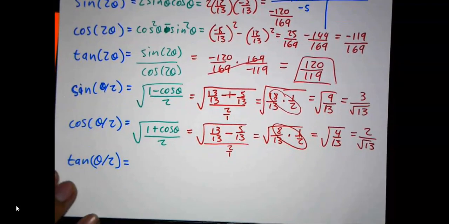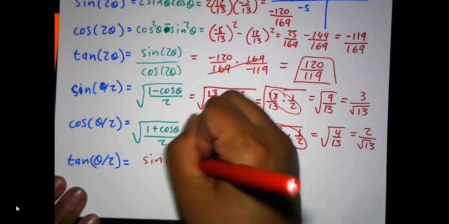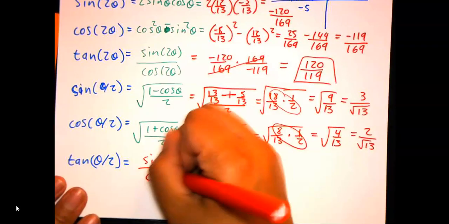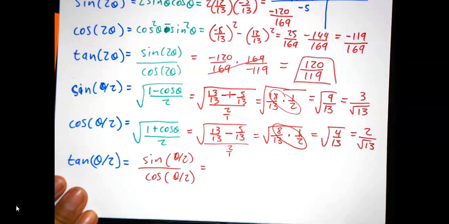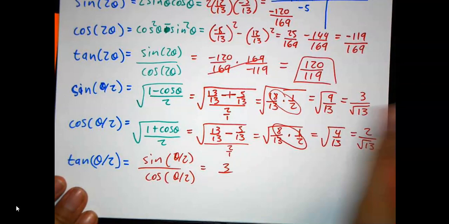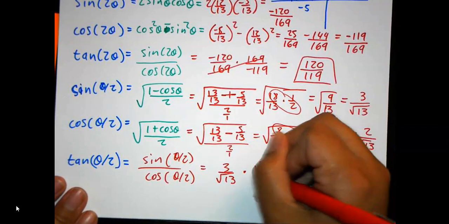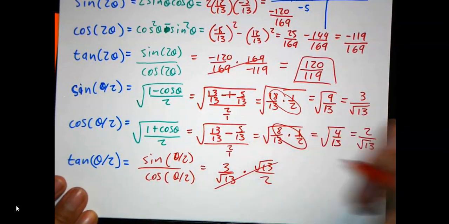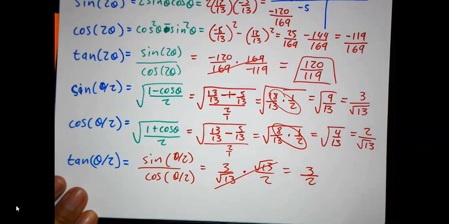So, like I did earlier, I can do sine over cosine. And if I do sine over cosine, I do copy, change, flip again. So I copy the first one, change it to multiplication, and we flip it. And when we do that, the square root of 13 is canceled, and I get 3 over 2.